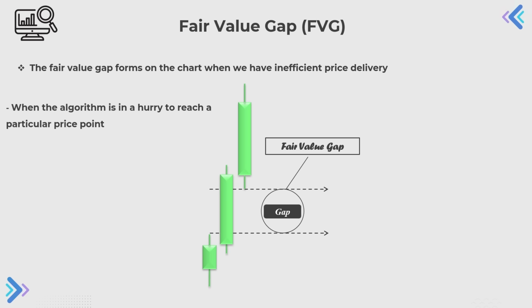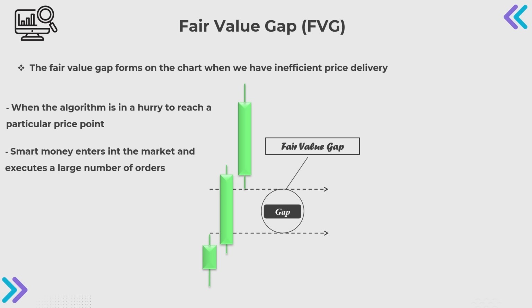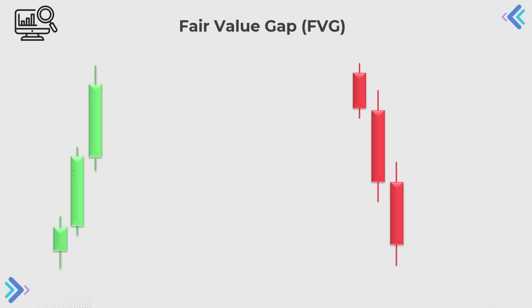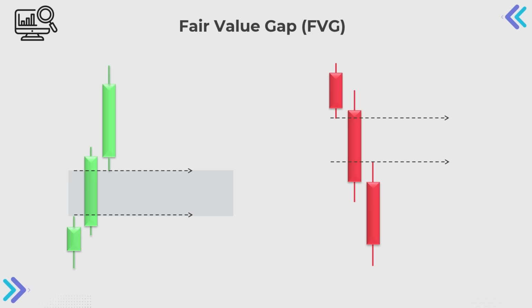When the algorithm is in a hurry to reach a particular price point, smart money enters the market. It executes a large number of orders in a very short period, which causes an unfair disequilibrium between buying and selling orders. This results in displacements in price action in the form of the fair value gap. For example, when bullish fair value gaps form on the chart, the range between the candles that do not overlap indicates a lack of sellers as much as buyers.